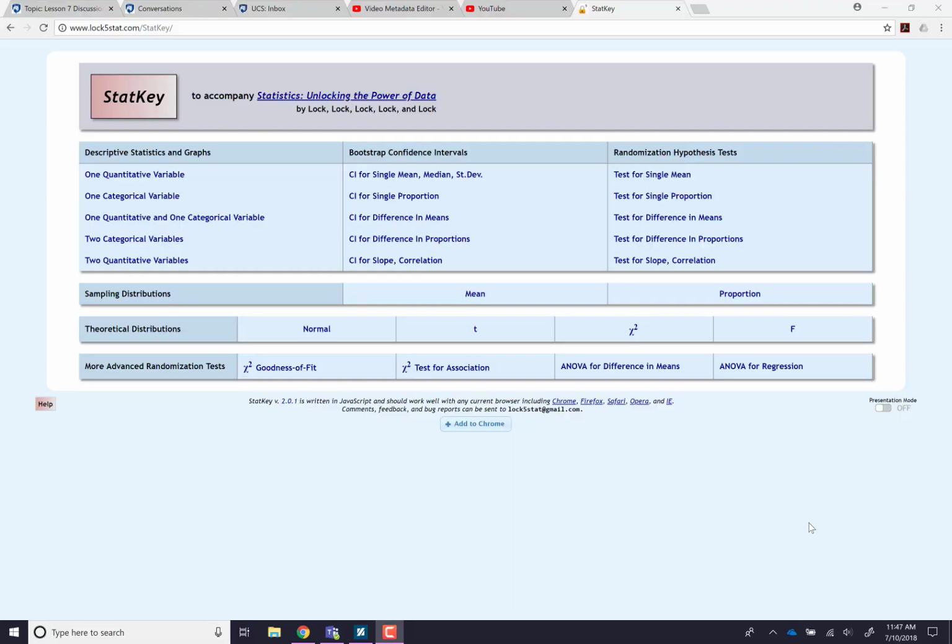I'll show you two different ways that you can find the Z multiplier for a 90% confidence interval. First, I'll use StatKey, and then I'll do the same thing in MiniTab Express.